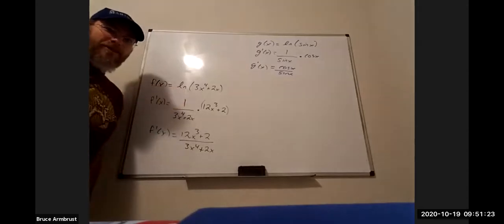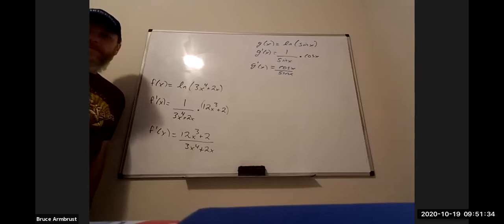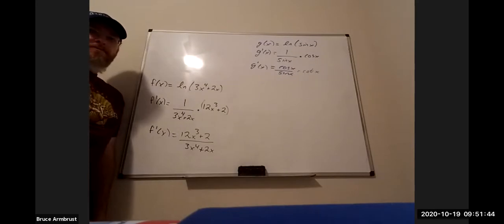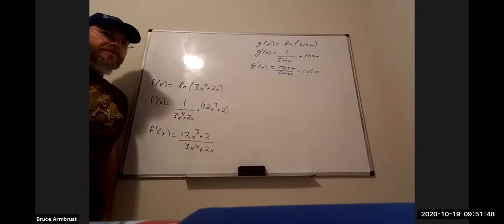Yeah, let's do something with that. What's cosine over sine? Which trig function is that? Cotangent. Good, it's cotangent. All right, so there you go. The derivative of natural log of sine of x is cotangent. All right, and so on and so forth.